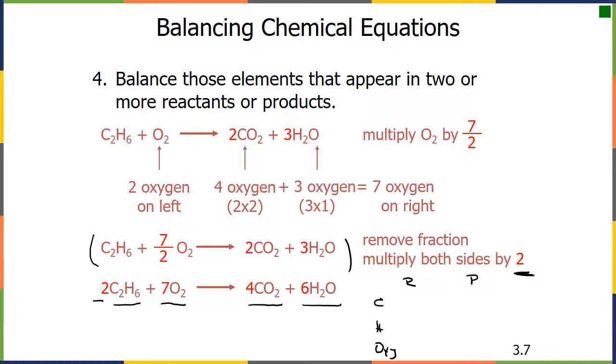For carbon, on the reactant side, we have 2 times 2 carbons for a total of 4. On the product side, we have 4 times 1 for a total of 4. For the hydrogens on the reactant side, we have 2 times 6, which gives us 12. Here we have 6 times 2 hydrogens for a total of 12. Now all we have left is oxygens. Oxygens here are 7 times 2 for a total of 14 oxygens. And here we've got them in 2 places: 4 times 2 plus 6 times 1. If we add 8 to 6, we get 14. We have 14 oxygens, and this is balanced.